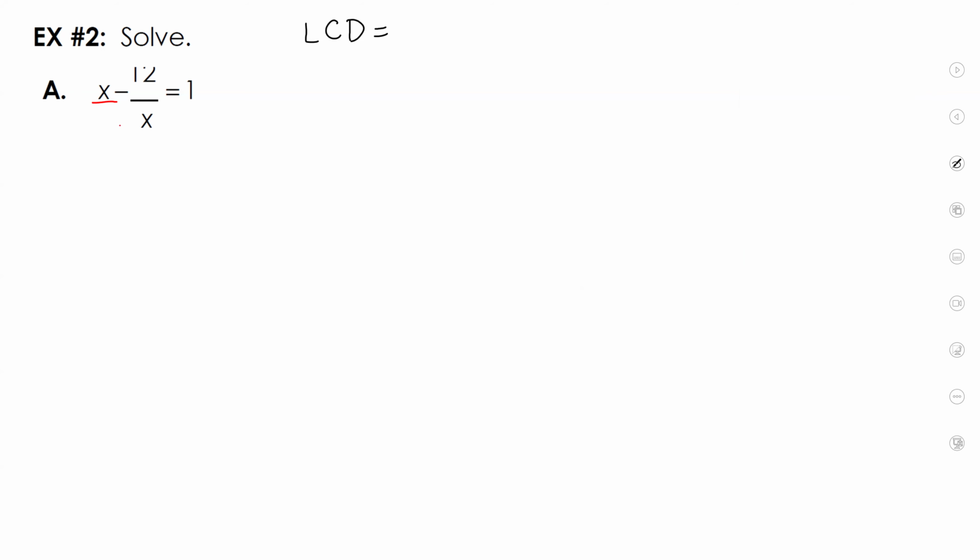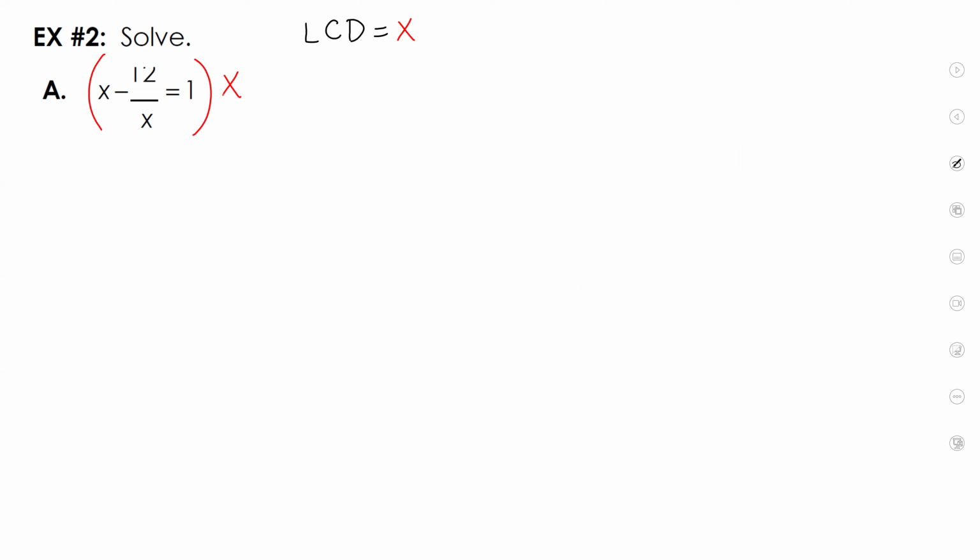What is this one missing? An X. Now the denominators are the same. So what's my least common denominator? X. Okay, so let me erase that. Everyone write that down. Least common denominator is X. Well, now we know what to multiply by. So we're going to multiply this entire thing by X.